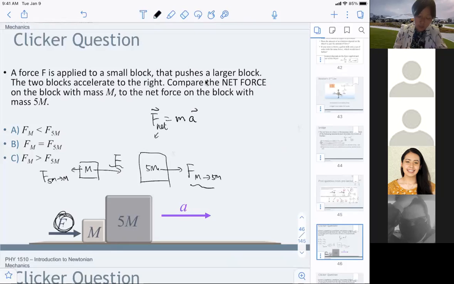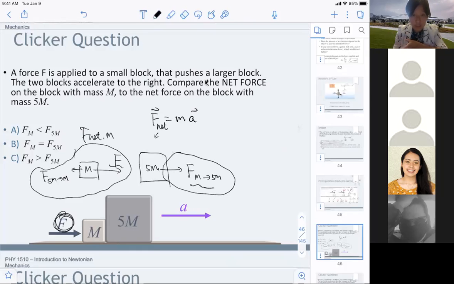And all we care is, okay, you have multiple forces acting on little m, and there must be a net force, net total. And you have this force acting on 5m, maybe they will even have some friction, right? We don't even know. It doesn't matter. All I care is asking about this net force.